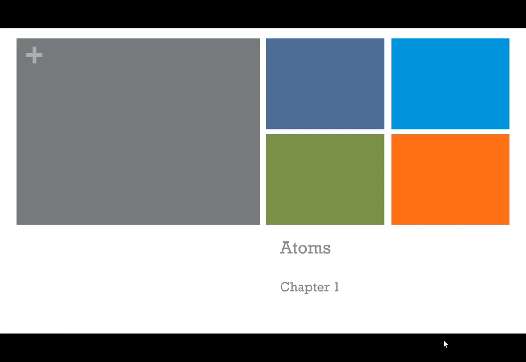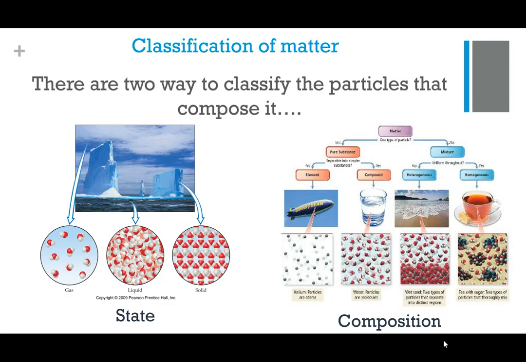Hey guys, today we're going to continue our discussion in chapter 1. In the first video, we talked about what is matter, and then the view that we take as chemists, matter is particulate. Today we're going to start classifying matter, and of course, what are we going to look at to classify matter? We're going to look at the particles that it's composed of.